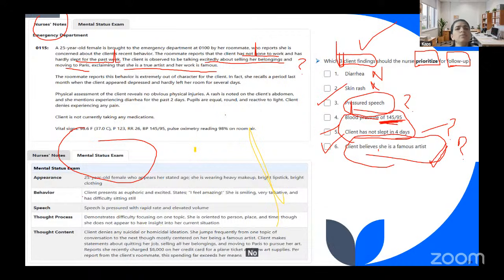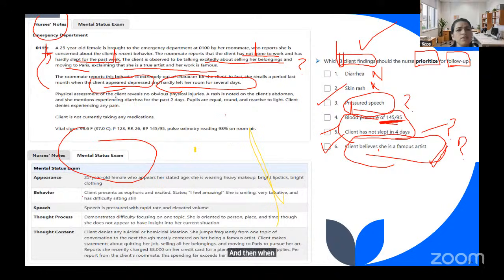Now, the roommate reports this behavior is extremely out of character for the client. In fact, she recalls a period last month when the client appeared depressed. Okay, but it's important for me to know why she was depressed earlier and hardly left her room also. Is what she's doing now related to the depression? This is something you guys want to think about, right?